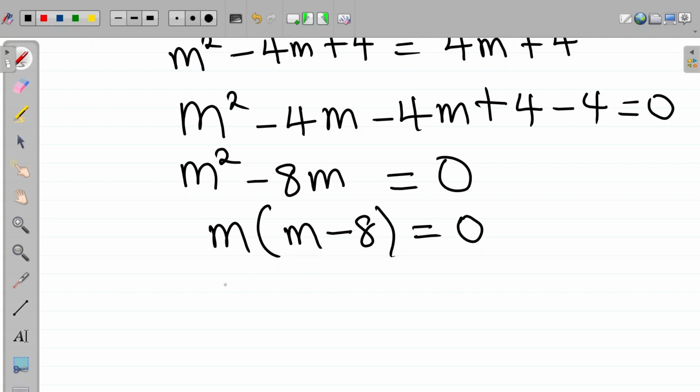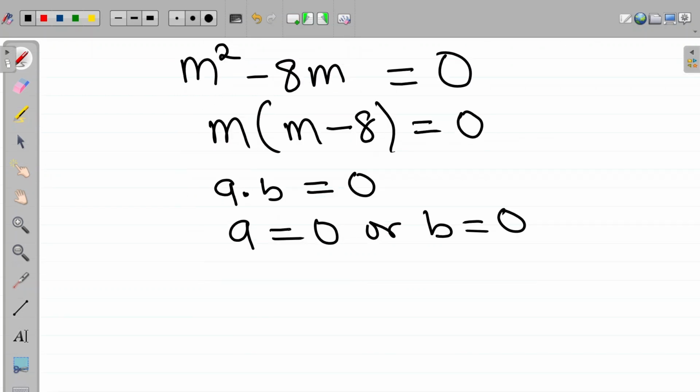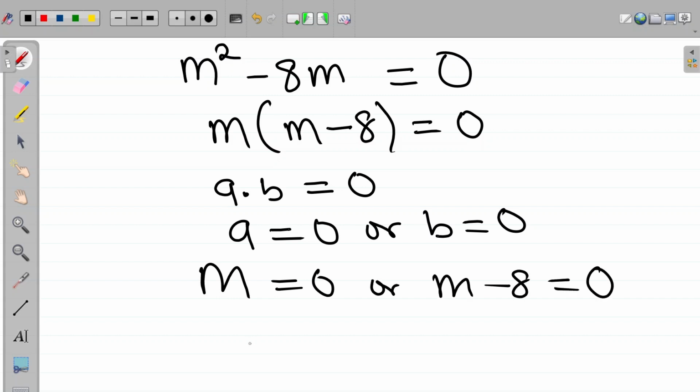So we have established that if a multiplied by b is equal to 0, then a is equal to 0 or b is equal to 0. Thus, we have that m is equal to 0 or m minus 8 is equal to 0. So from here, m is equal to 8. So therefore, 0 and 8 are the two values of m that will make our equation have equal roots.